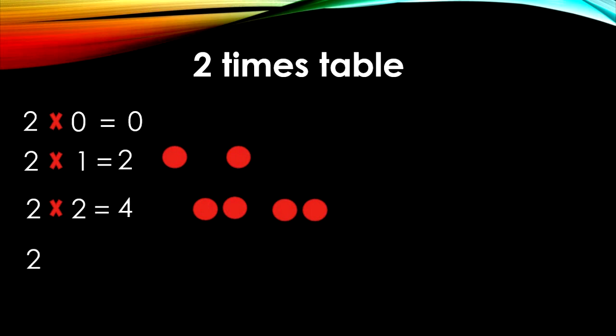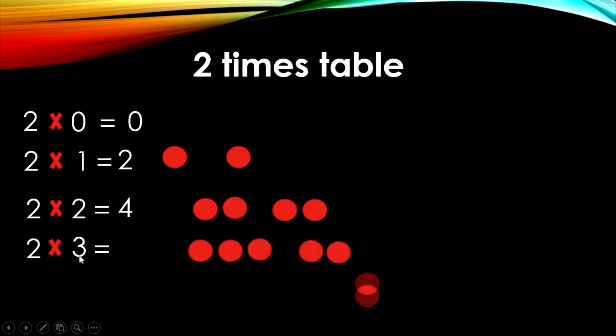Excellent. Then we have 2 times 3. What we have to do here is make 2 groups. Each group should contain 3 objects. The first group, 1, 2, 3. The second group, 1, 2, 3. Now let's count the objects that we have together to get the total. 1, 2, 3, 4, 5, 6. It means 2 times 3 is 6.